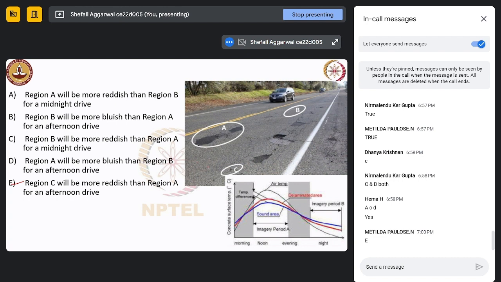C will be more reddish than A for an afternoon drive. Okay. Any other point you think will be correct? Why do you feel that region C will be more reddish than A?